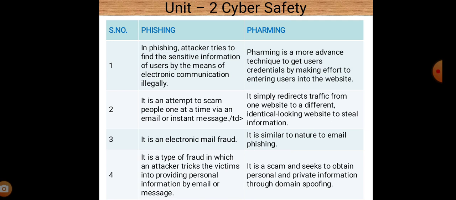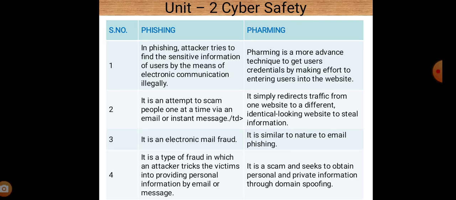In pharming, basically, when you work on a particular website, that information is not sent to that particular website. Instead, that information is sent to another website, where this information can be stored, and this is used in an illegal manner. That is called pharming. So pharming is more technical as compared to phishing. First of all, phishing is simple, in which the user gives its personal information on its own. But in pharming, there is a redirect.